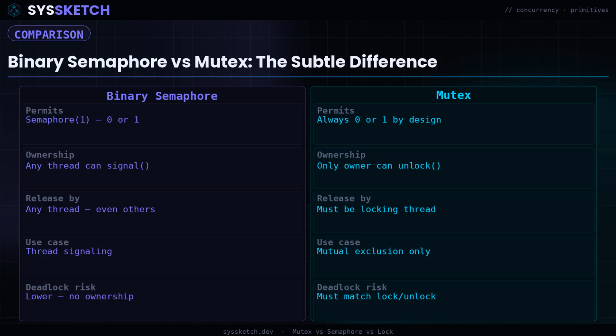This matters for signaling patterns. Thread A blocks on acquire, waiting for signal. Thread B does some work and calls release. That is a valid use of a semaphore. With a mutex, thread B cannot unlock something thread A locked. The other practical difference is deadlock risk. Mutex ownership means if a thread dies holding a lock, the system can detect it. Semaphores provide no such guarantee.